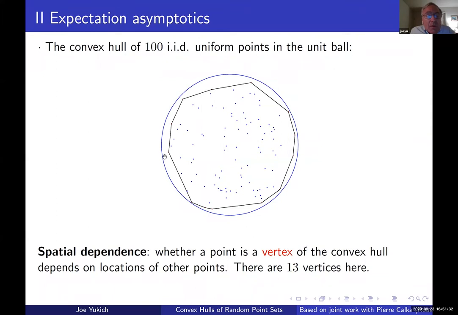Look, for example, at this point here. It's a vertex. But imagine that the 101st point in the sample, so we add one more point to the sample, and suppose that one extra point just happens to lie here, for example. If it lies right here, then this point no longer is a point in the convex hull. There would be an edge joining this point to that one and to that one.